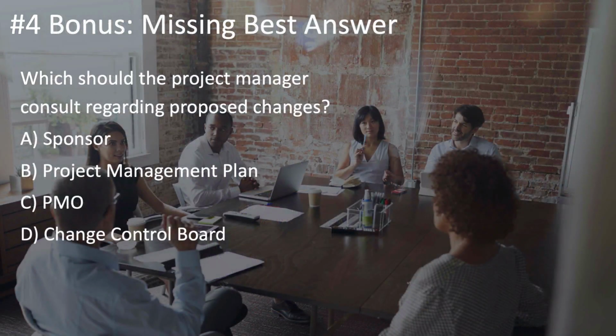Let's look at another example of a question that is missing the best answer. Which should the project manager consult regarding proposed changes? A, the sponsor, B, the project management plan, C, the PMO, or D, the change control board. Now, when answering questions like this, it's best if you think of the correct answer before you look at the possible choices. The best answer to this question is the change management plan.